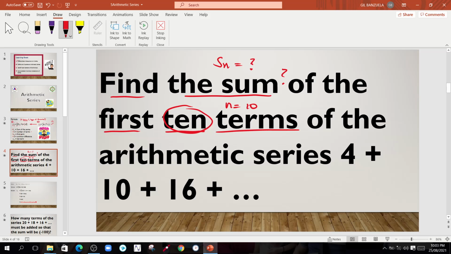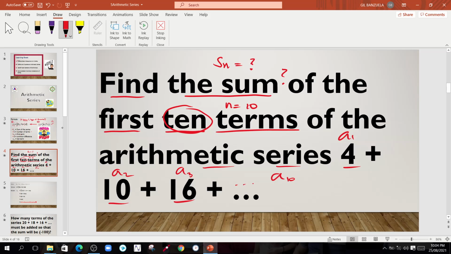So, let's continue. Find the sum of the first 10 terms of the arithmetic series. Alright? 4, that is the first term. Then we have 10, that is the second term. 16, that is the third term, etc. Until we arrive at the 10th term. So, we are looking for the sum of the 10 terms. We're not looking for the 10th term.